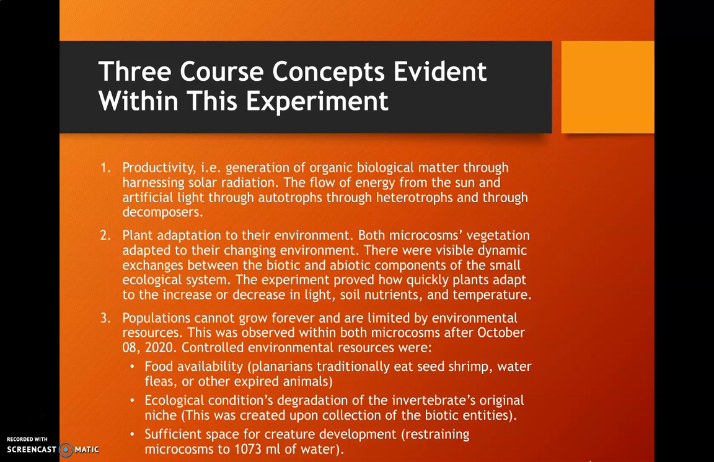Number 2, plant adaptation to their environment. Both microcosms' vegetation adapted to their changing environment. There were visible dynamic changes between the biotic and abiotic components of the small ecological system. The experiment proved how quickly plants adapt to the increase or decrease in light, soil nutrition, and temperature.